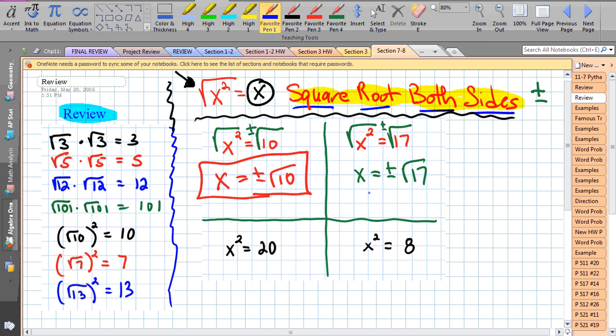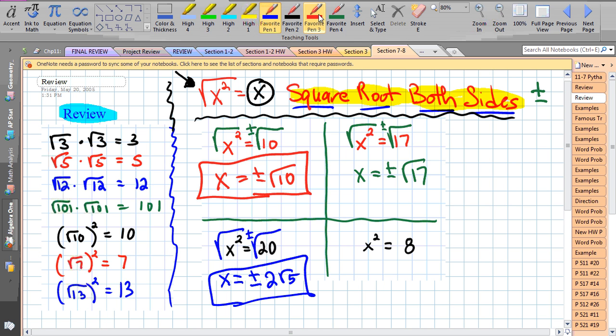That's my two answers. In this case, I'm going to square root both sides. Don't forget about plus and minus. So x equals plus and minus the square root of 20, which can be simplified. That's 2 radical 5. And over here, we have x squared equals 8, and once again, I'm going to square root both sides. So x equals, and once again, the square root of 8 can be simplified. That equals plus and minus 2 radical 2.